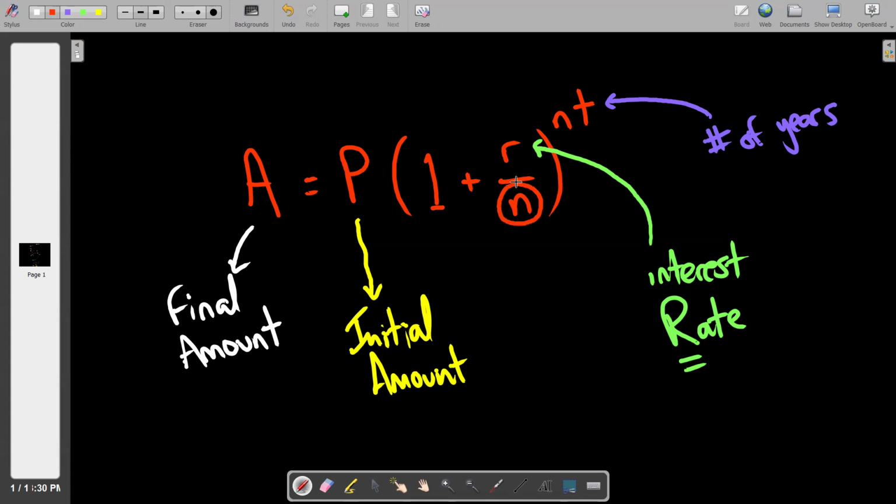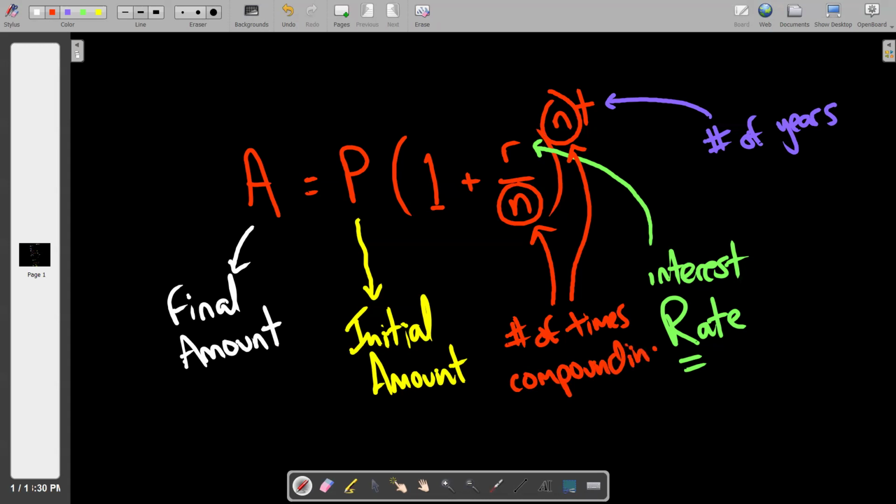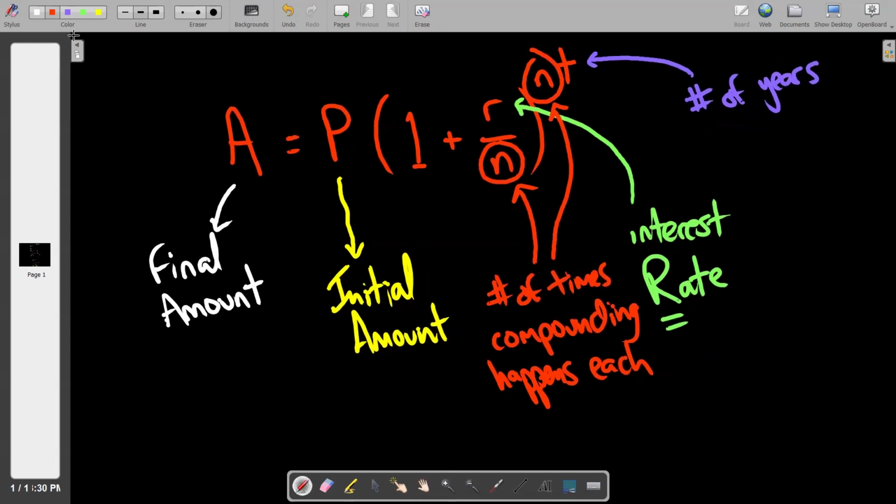And for now, for our notes, just to make your life a little bit easier, do you see how you have the same variable here and here? You see that? That's the number of times compounding happens every year. I will say that for now, do not come back and say you said this. I'm saying this.